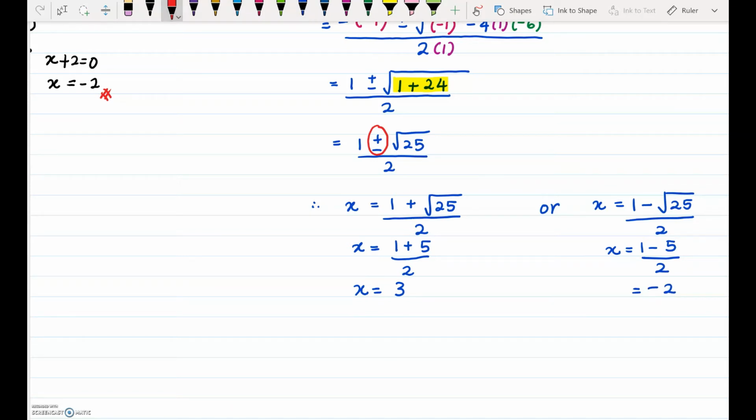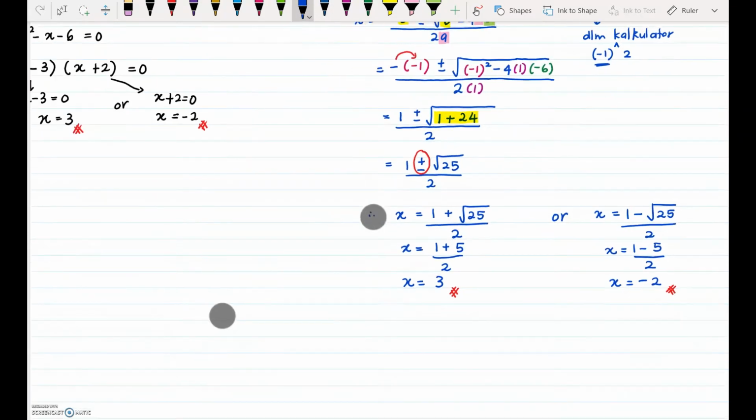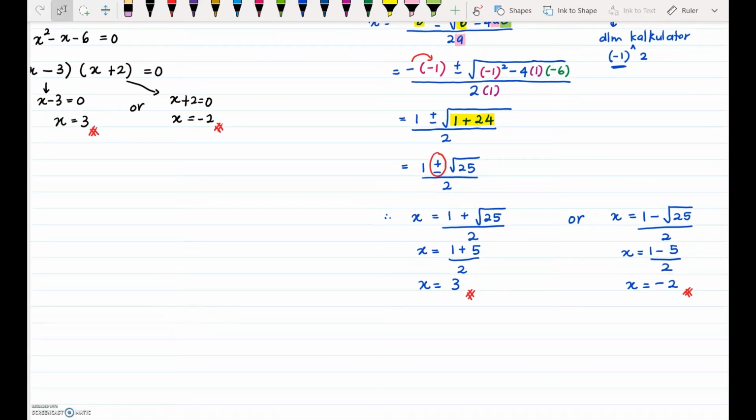So you have the answers: the first one, x equals to 3. Second one, x equals to negative 2. Sama tak jawapan dia dengan sebelah? Sama jawapan dia dengan sebelah ni. Sama kan? Okay. Alright. So bermakna kat sini, jawapan dia akan dapat sama, tapi bergantung kepada soalan.